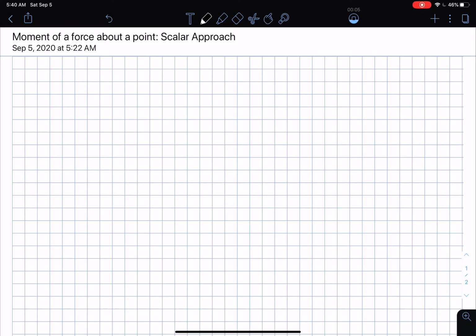In this concept talk, we're going to be looking at moment of a force about a point, and we will be employing what is called a scalar approach. First of all, we will define moment of a force.